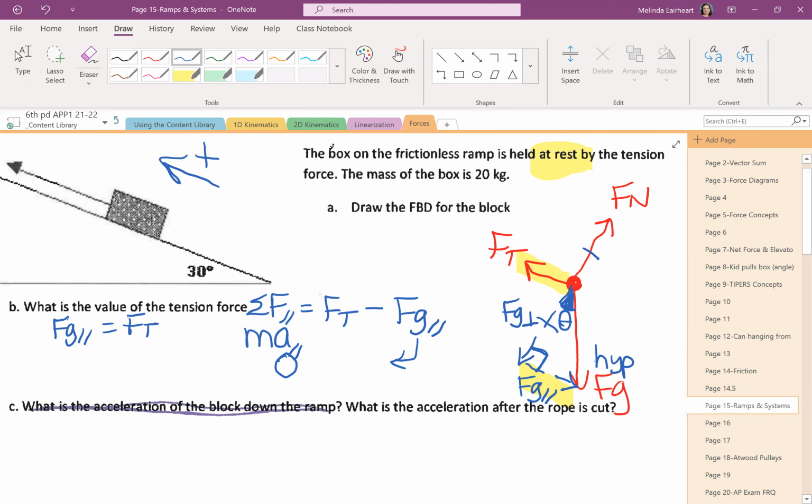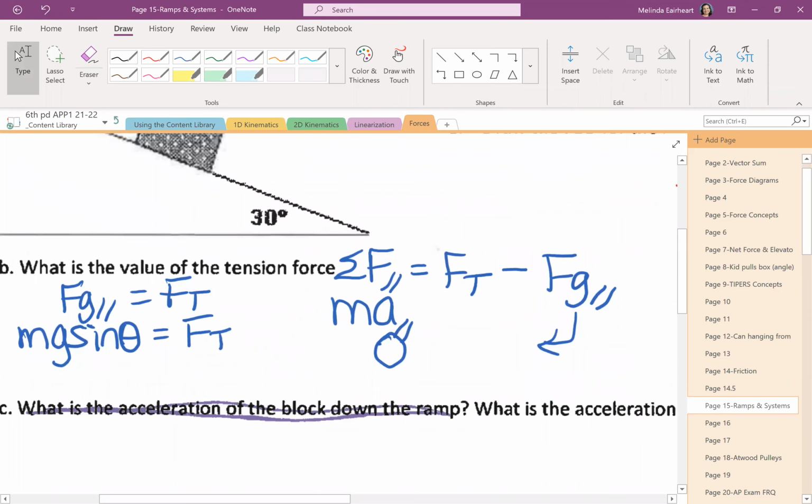And not that I expect you to memorize 5 minutes ago, but if you look at the triangle, which trig function is the parallel component going to use? Sine or cosine? Sine. FG parallel is opposite theta in my triangle. And so it's that mg sine theta. So I plug that in for my FG parallel.